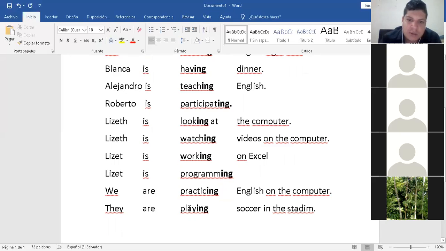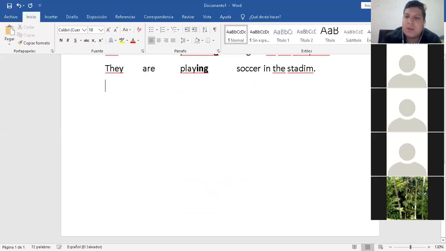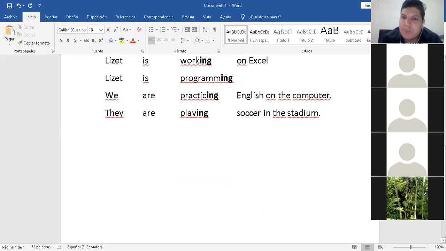Ellos están jugando. ¿Qué están jugando? Fútbol. ¿Dónde lo están jugando? En el estadio. ¿A qué hora? ¿Con quiénes? Entonces, I'm sorry. Entonces acá, el complemento va siempre en este orden. En español solemos decir esto. Ah, okay. Ellos están jugando con mis amigos fútbol.